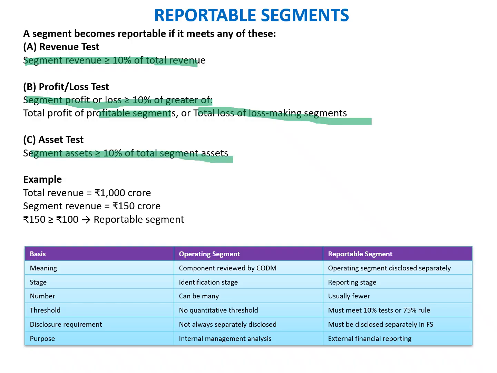So, for example, if total revenue is 1000 crore, segment revenue is 150 crore, and 150 crore is greater than 100 crore, which is 10% of 1000, then this would be treated as a reportable segment.